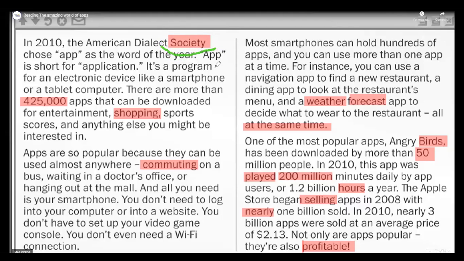Society. 25,000. Shopping. Very good. Commuting. Weather. Forecast. At the same time. All at the same time.